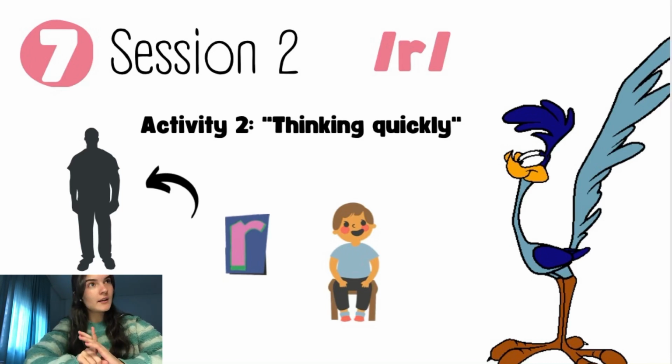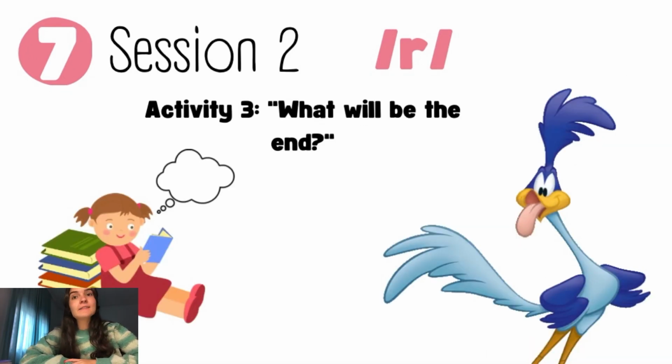The first one is that when the 2 words start with the sound R, the students have to stand up quickly. Whereas, on the other hand, if the 2 words don't start with the sound R, the students have to stay sitting down. Finally, the last activity is called What Will Be the End.